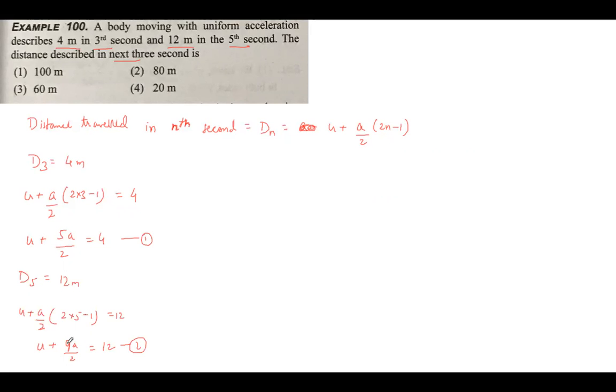अब इन दोनों इक्वेशन को सॉल्व कर दो आप। तो सॉल्व करने के लिए आप सेकेंड इक्वेशन से फर्स्ट इक्वेशन को सब्ट्रैक्ट कर लो। Subtracting 1 from 2 we'll get u plus 9a by 2 is equal to 12, इससे सब्ट्रैक्ट कर लें u plus 5a by 2 is equal to 4. इनको सब्ट्रैक्ट कर देंगे, u कैंसिल हो जाएगा, 9 minus 5 is 4a by 2 is equal to 8, और a is equal to 4 meter per second square.